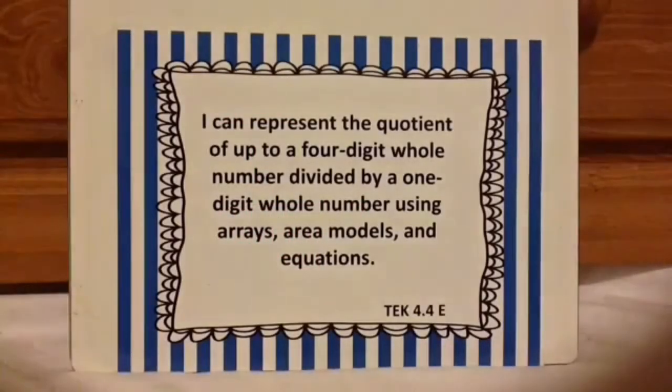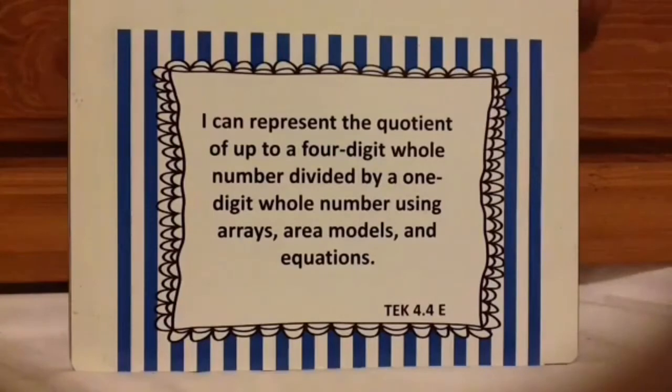Hi scholars, let's look at TEK 4.4e. It says I can represent the quotient of a 4-digit whole number divided by a 1-digit whole number using arrays, area models, and equations. Now, if you saw my other video on representing the product of a 2-digit by 2-digit number, we also represented it through arrays, area models, and equations.